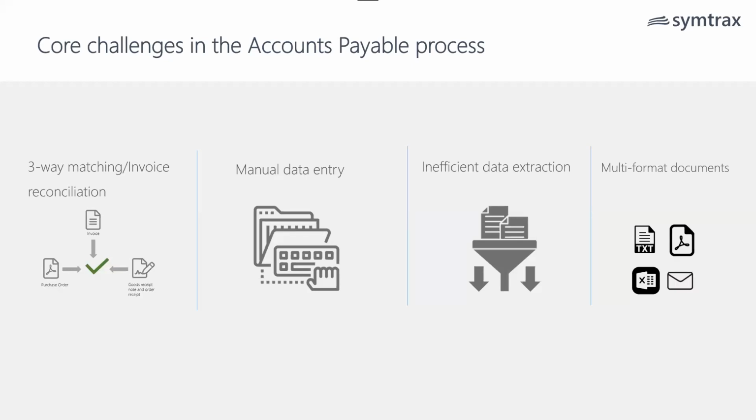So your purchase order or your goods receipt note will be either in your accounting software, your ERP, or in your SAP, or it will even be filed and stored as a hard copy. So you need to retrieve these copies and validate them against the invoice. And finally, you need to file it and send it across to your accounts payable manager or the financial head for approval.